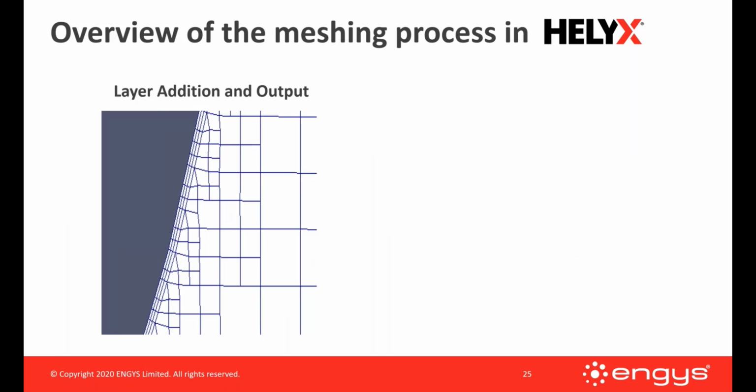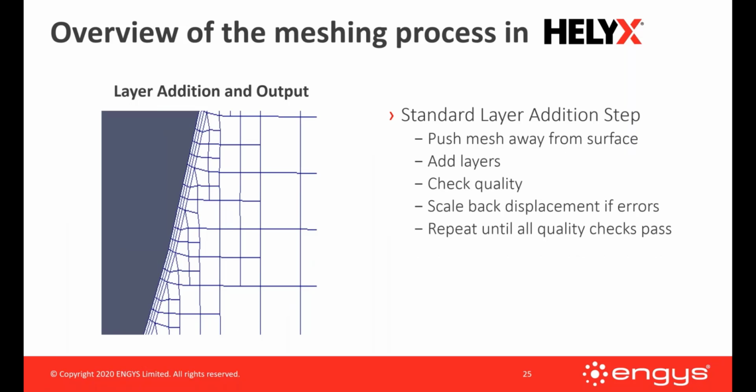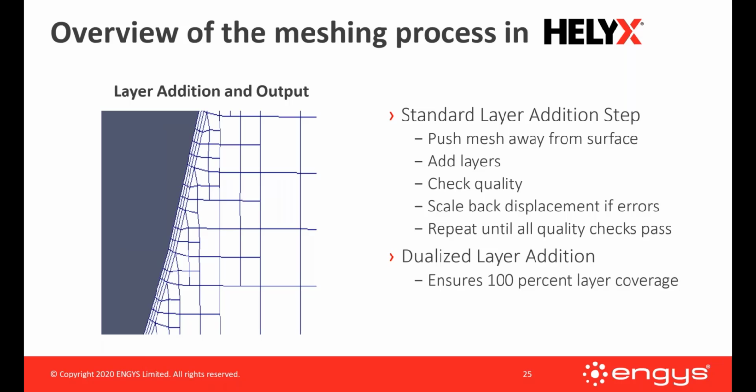After that, we'll do layer addition. The standard layer addition algorithm moves in steps. First, it pushes away from the surface, it adds layers, it checks quality, it scales back displacement if there's errors, and then it repeats this process back and forth.